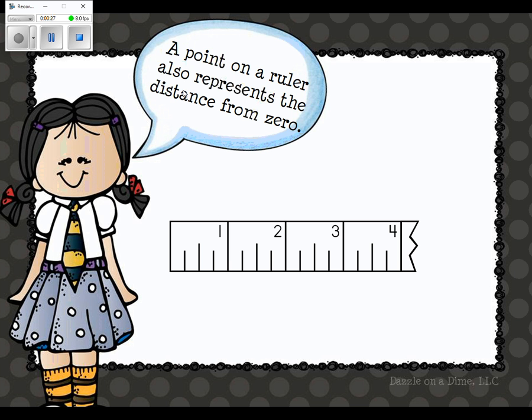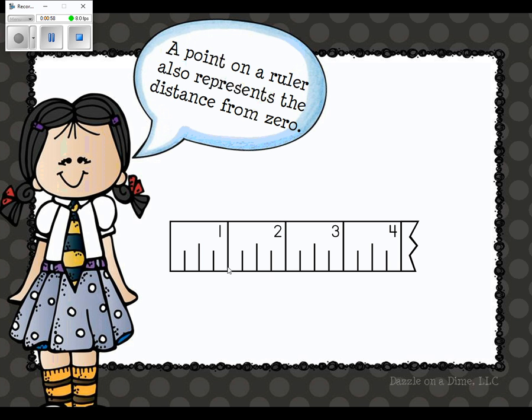A point on a ruler also represents the distance from 0. Here is 0, 1 inch. And these are all broken into 4 parts. 1/4, 2/4 or 1/2, 3/4, 1. And then it just keeps going. So we can start over with this being 0, 1/4, 1/2 or 2/4, 3/4, 1 inch.